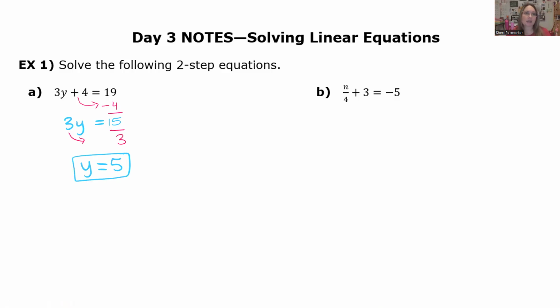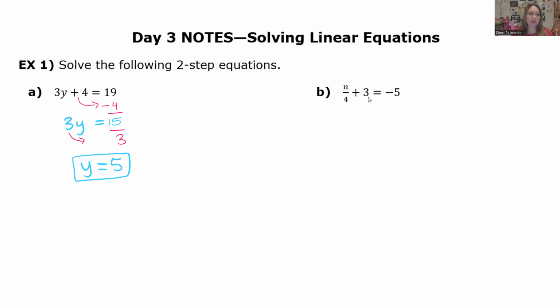How could I check to see that my answer is correct? You can plug it back in. 3 times 5 is 15. 15 plus 4 is 19. You can always plug it back in. And that's also a test taking skill. I've already told you that your tests in here are multiple choice. So a test taking skill, you always have the answer choices. You can plug them into the equation to see which one makes the equation true.